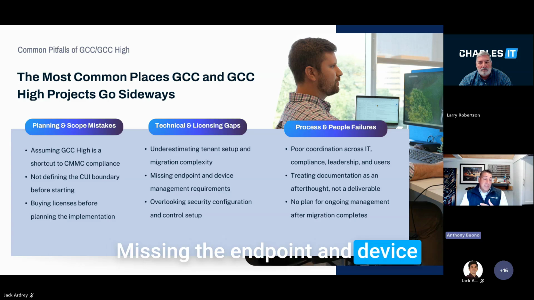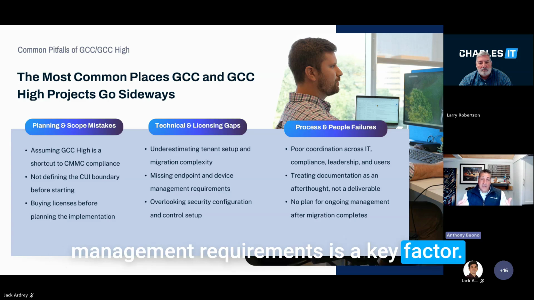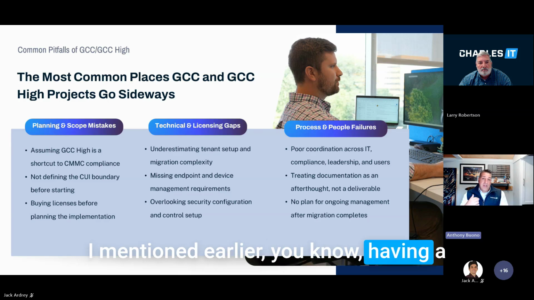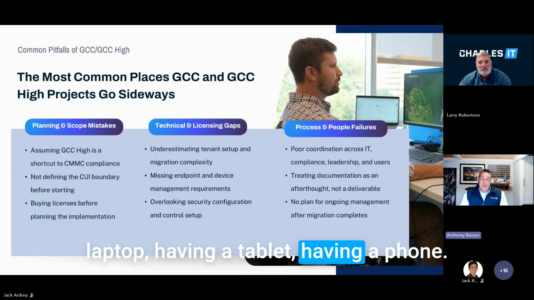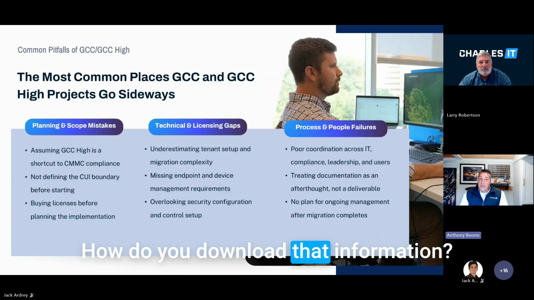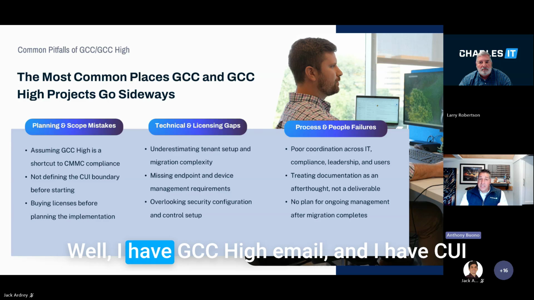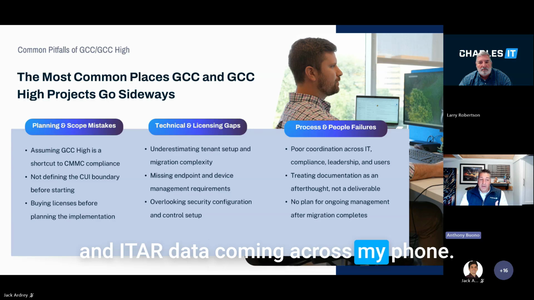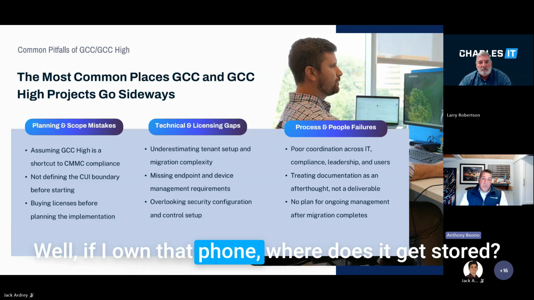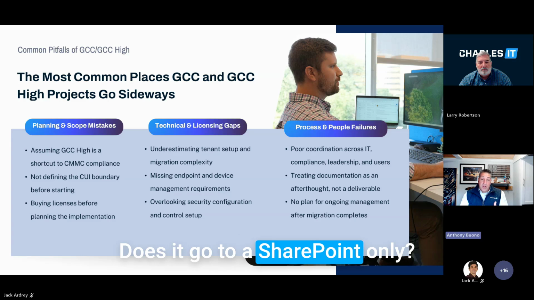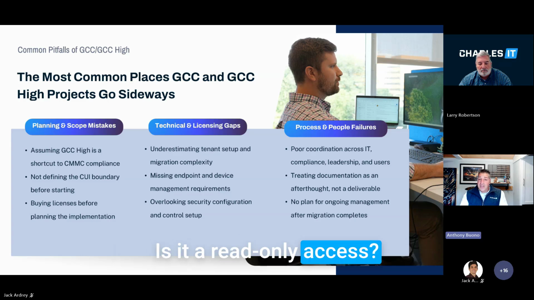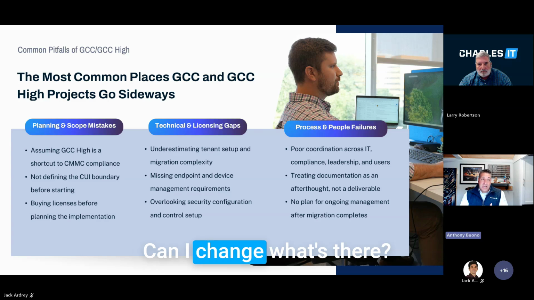Missing the endpoint and device management requirements is a key factor. I mentioned earlier, having a laptop, having a tablet, having a phone. How do you download that information? Well, I have GCC High email and I have CUI and ITAR data coming across my phone. Well, if I own that phone, where does it get stored? Does it go to a SharePoint only? Is it read-only access? How does that get done? Can I change what's there?